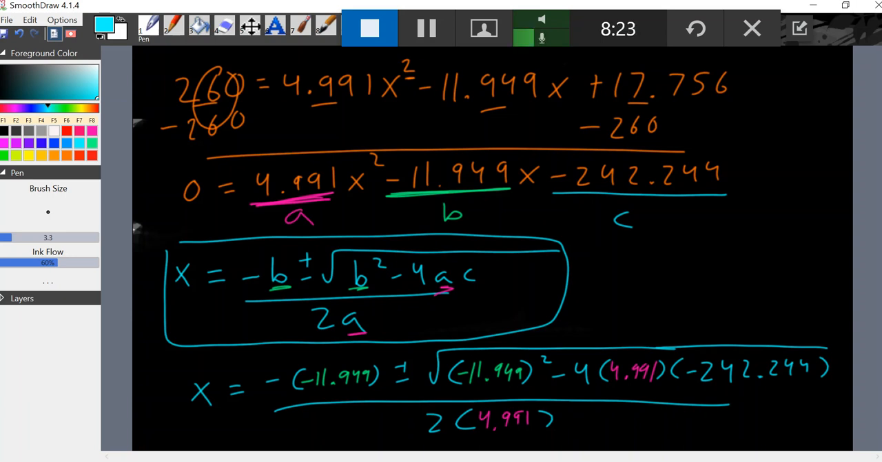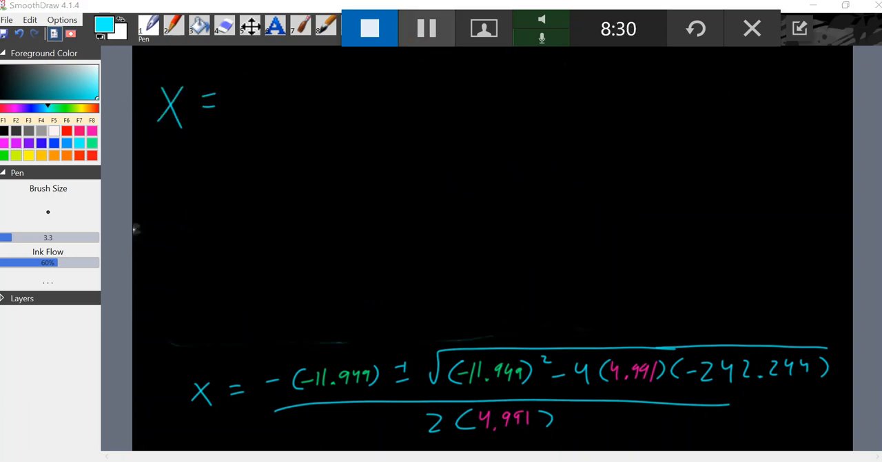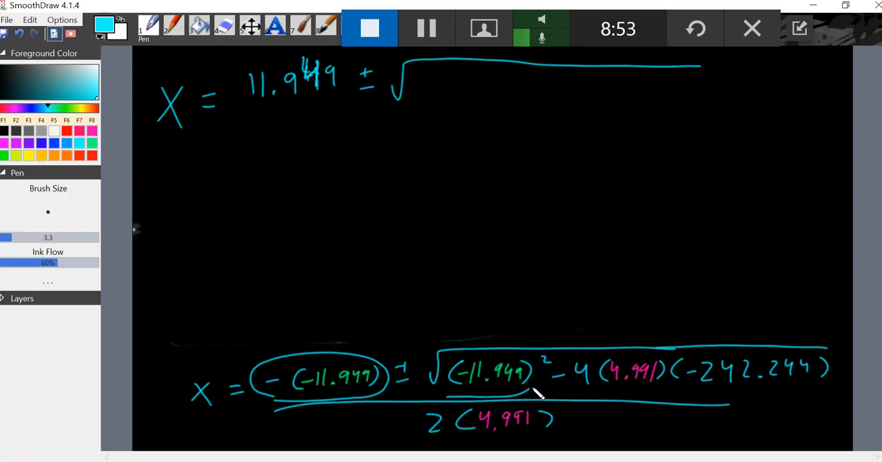All right, y'all. So let's start working through this. This will be kind of tricky, so let me clear things up for y'all. Okay, how in the world are we going to tackle this? Well, remember, we always use the same process to start. We'll start with what is on the outside, and a negative times a negative will be a positive 11.949. All right, plus or minus the square root of, and here we have negative 11.949 squared.